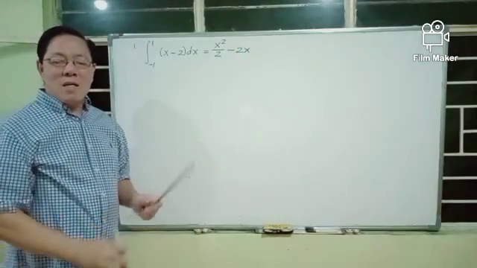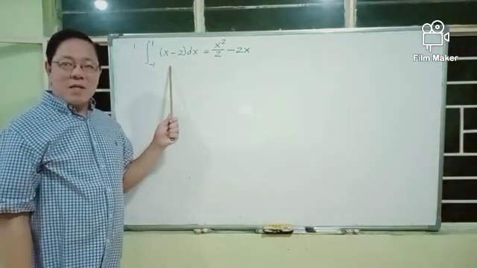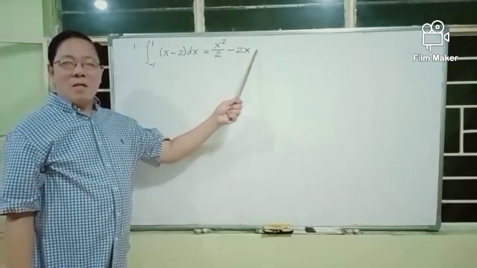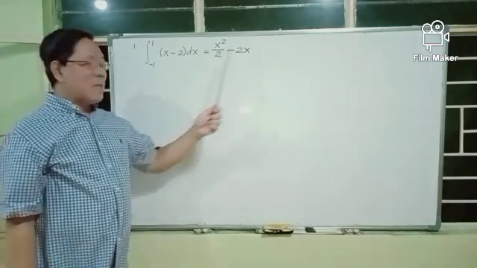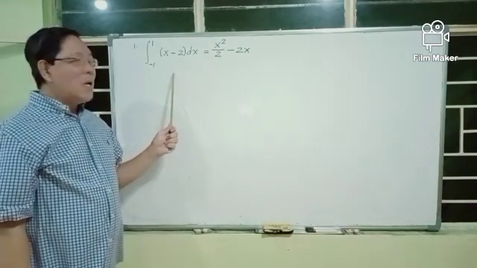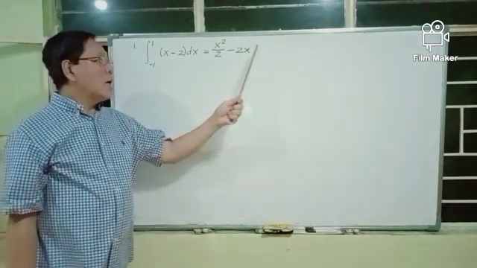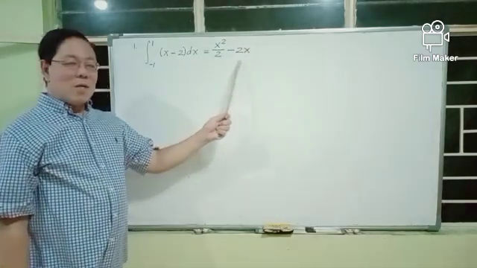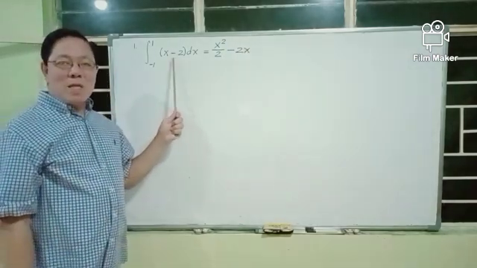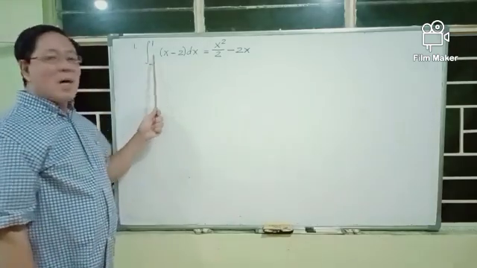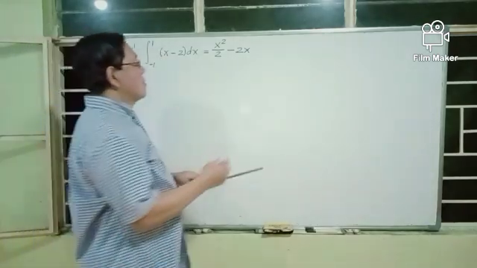If this is an indefinite integral, we should add a constant of integration c. But this is a definite integral, so there is no need to add a constant of integration c. And we now evaluate this result, the integral of x minus 2 with respect to x, from negative 1 to positive 1.